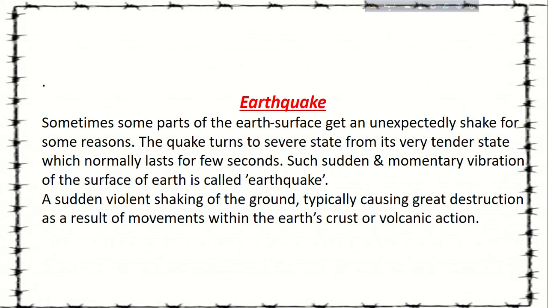This tendency of the earth is observed in a number of countries and regions of the world. Sometimes some parts of the earth's surface get an unexpected shake or jolt. The quake turns to a severe state from its very tender state, which normally lasts for a few seconds. Such sudden or momentary vibration of the surface of the earth is called an earthquake.